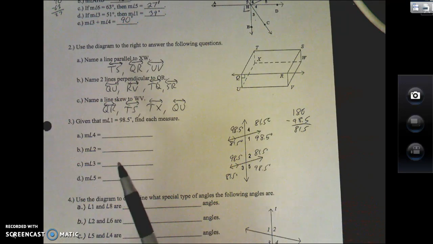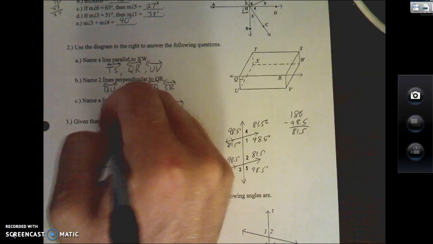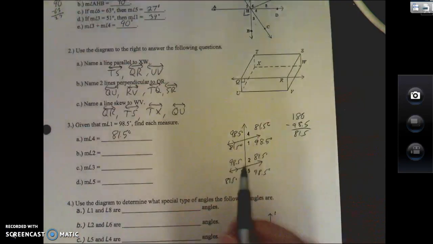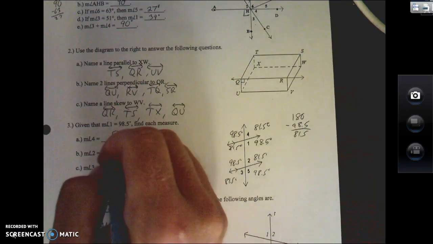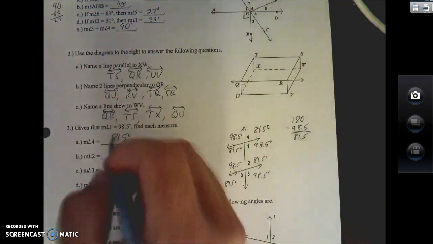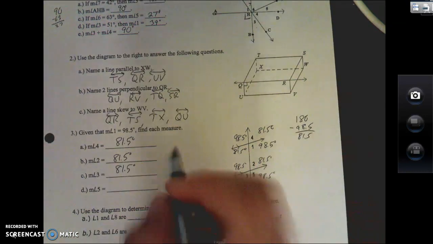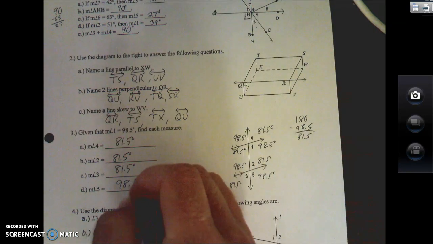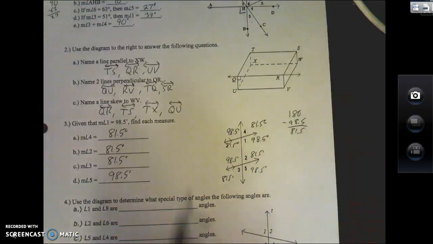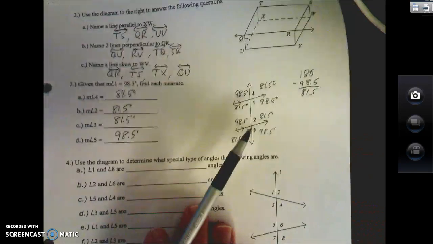Angle 4, okay, is just going to be, okay, so 4 is 81.5 degrees. Angle 2 is again 81.5 degrees. Angle 3 is 81.5 degrees. And then angle 5 is going to be our 98.5. Okay, cool. Everything stems back to that 180 idea too. So you'll see that again and again.